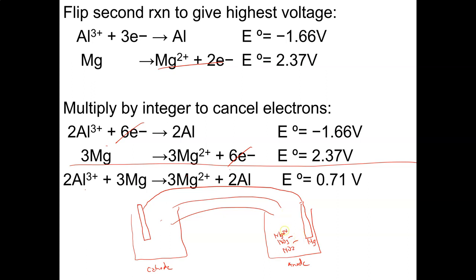Why did I add 2 nitrates? Because a positive 2 and negative 2 gives me 0. That's what I'm shooting for. You have to be 0. My electrons will travel from this side to this side. Why? Because it's always anode to cathode, always.